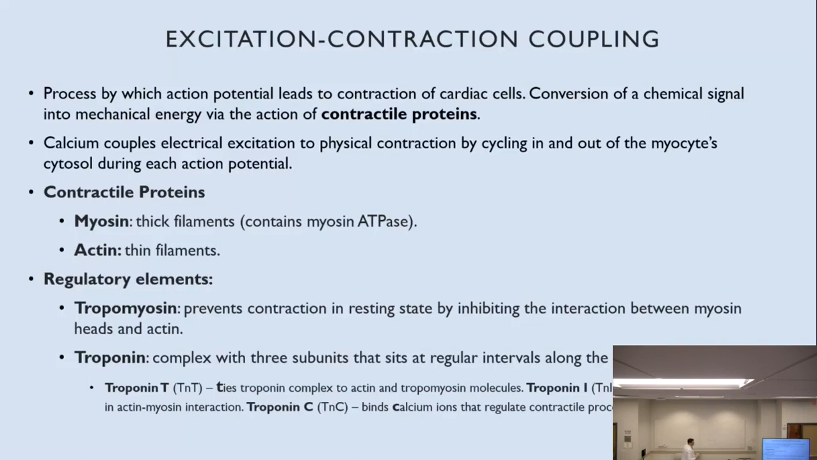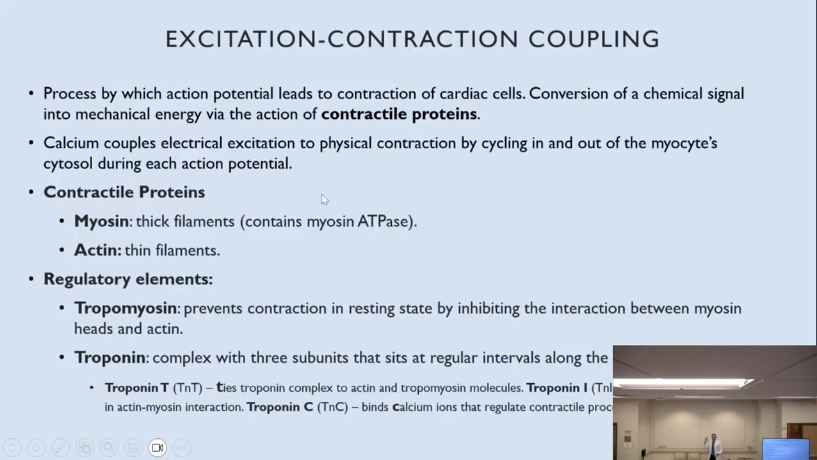The famous myosin and actin. Myosin is the thick filament. If you remember the sarcomeres when you studied in the past, they contain an enzyme that is called myosin ATPase. It's an enzyme that also uses ATP to perform its activity. And then we have the actin filaments, which are the thin ones. We have some proteins that are regulatory proteins.